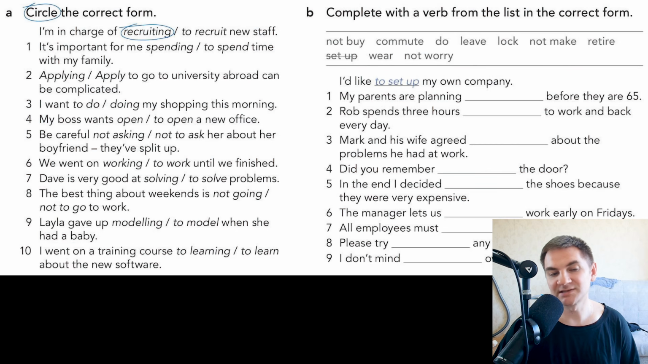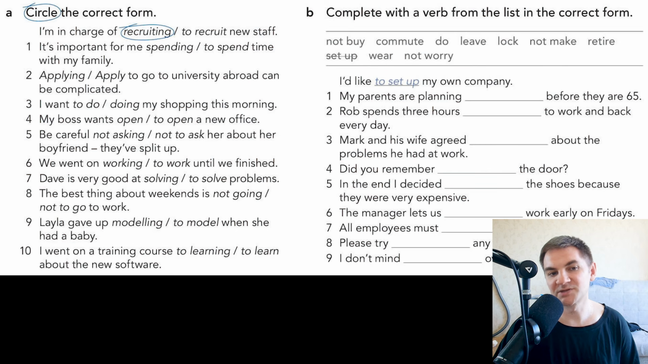Now let's take a look at the slightly more challenging activity. Here you will complete each sentence using one of the verbs from the list. But you need to put the verb in the correct form, infinitive, gerund, or base form. You will need to think about the verb or expression that comes before the gap. For example, my parents are planning, and do we use what? Planning to retire or planning retiring? After planning, we use the infinitive with to. So actually the correct answer is to retire.